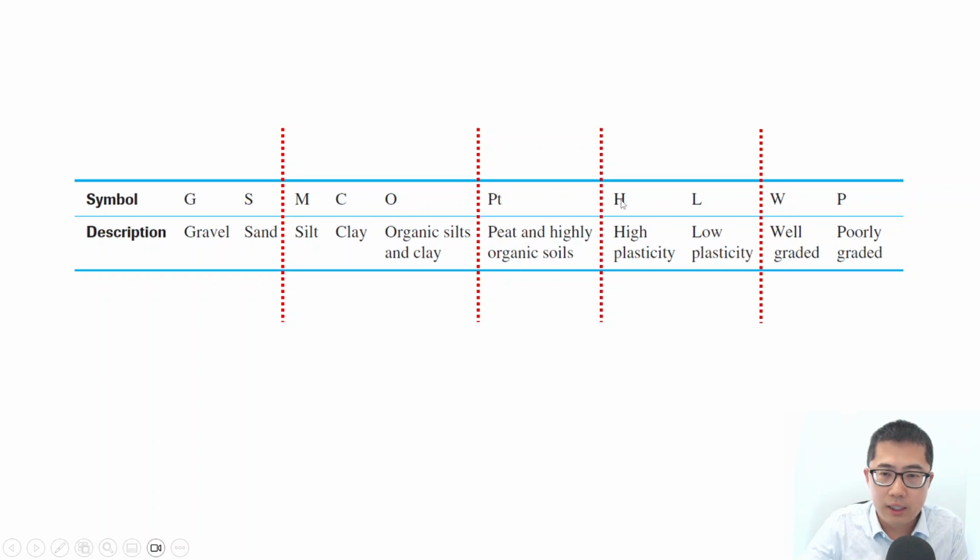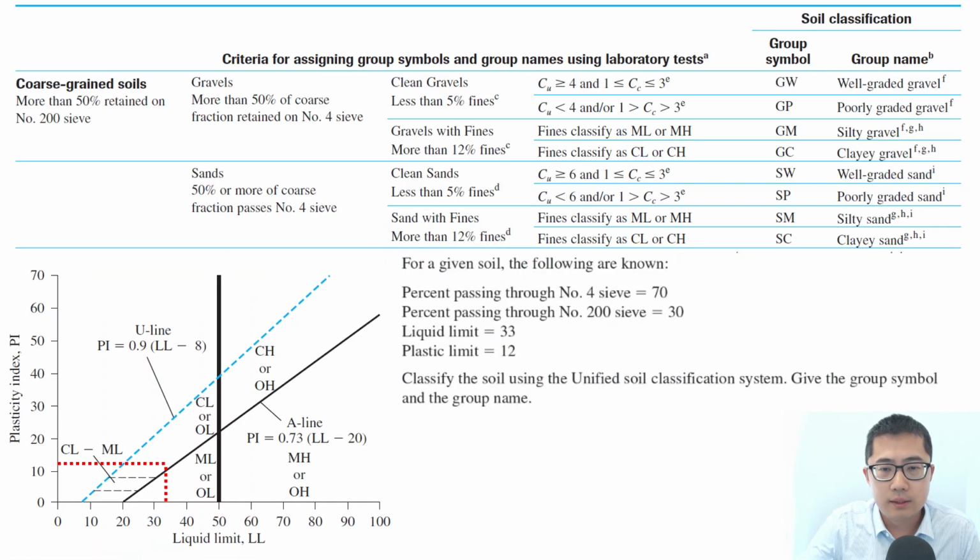So H and L, a lot of times they're more comboed together with M and C. So you're going to have MH, ML for elastic silt, and I think ML is just a silt. And also CH and CL for fat clay and lean clay. So, okay, we will talk more about this combo later, and let's continue.